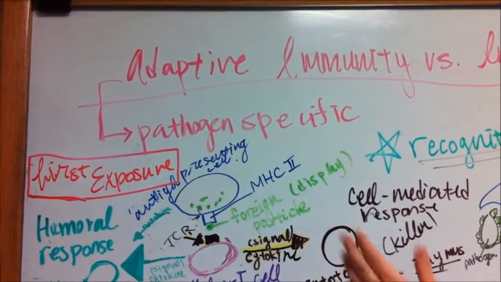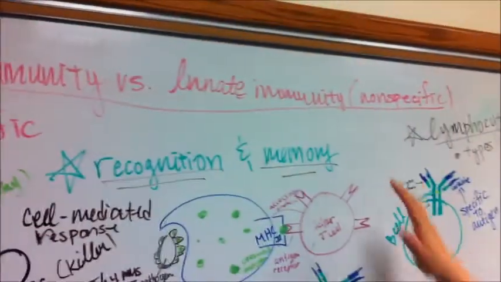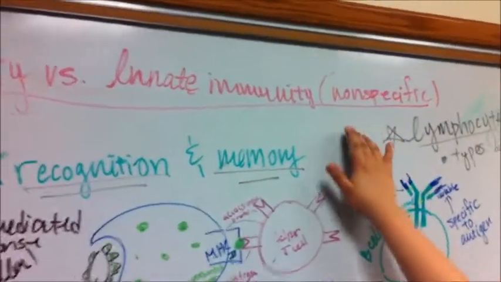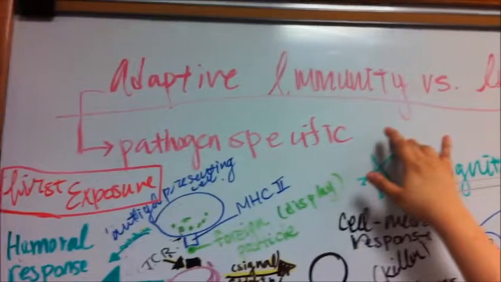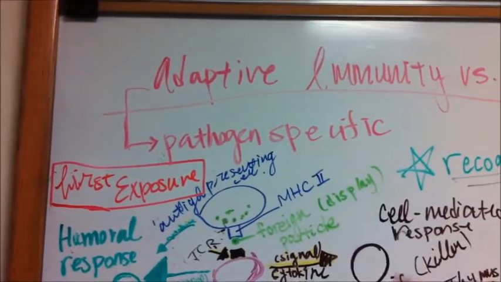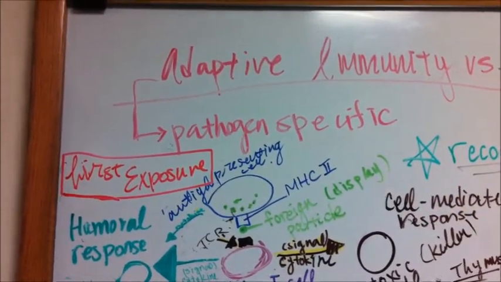Today we're going to talk about adaptive immunity versus innate immunity. Innate immunity is the non-specific response to any pathogen, while adaptive immunity is more specific to one pathogen, and you gain that throughout your life.